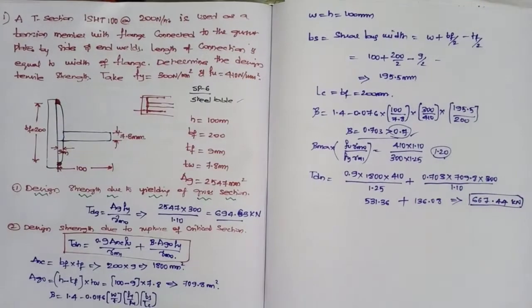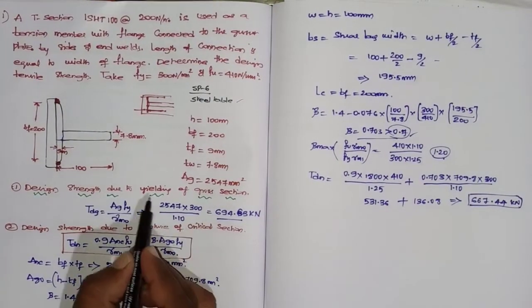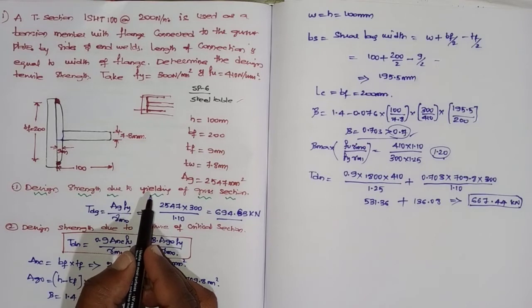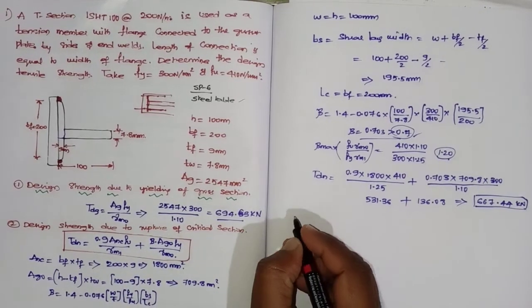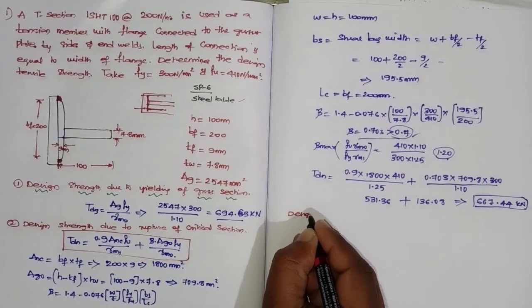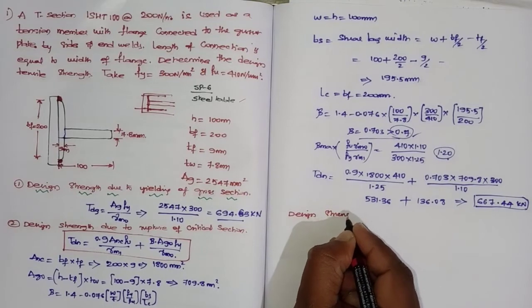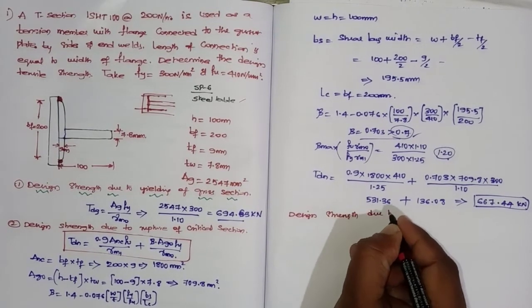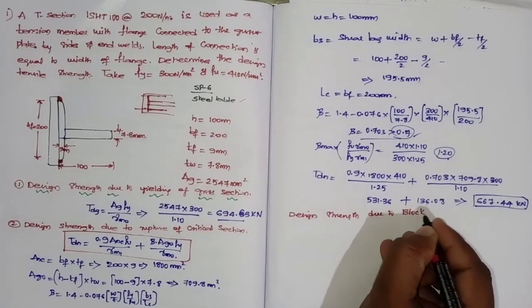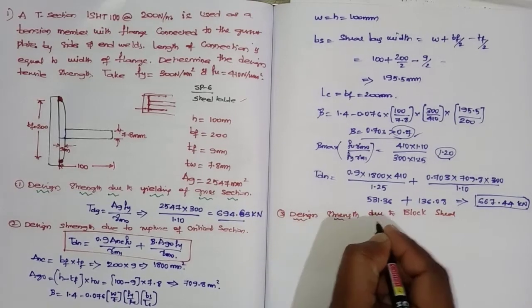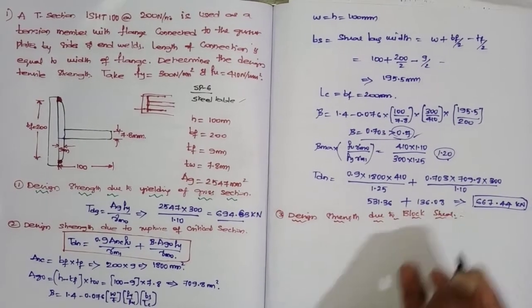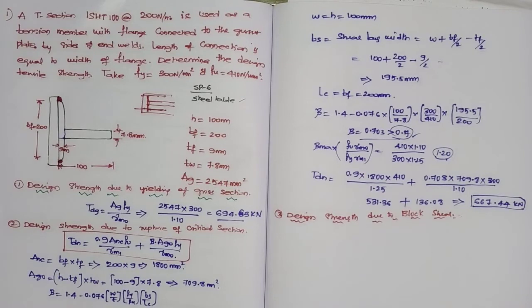Okay, now this is 694 due to yielding and 667.44 for rupture. What is the third one? Design strength due to block shear.